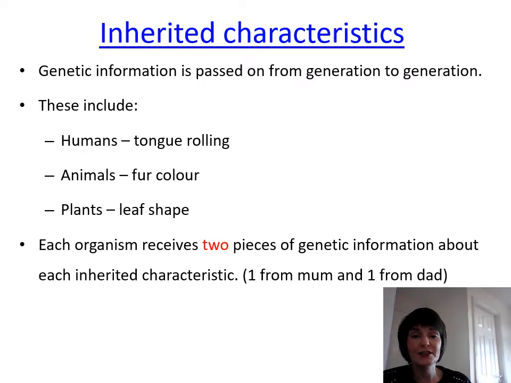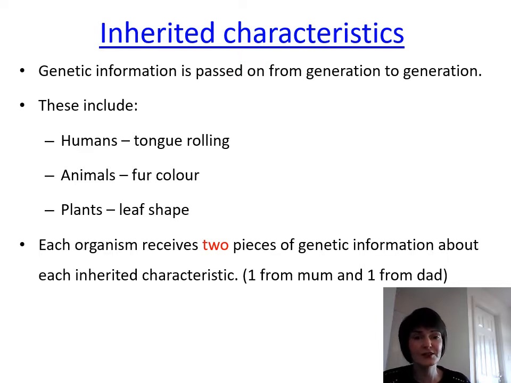So for humans, for instance, you can roll your tongue, or you can't roll your tongue. That is an inherited characteristic. So I can roll my tongue. That's information that has been passed down to me from my parents, and I have passed that information on to my children. For animals, an example is fur colour. Again, organisms can pass that information on from generation to generation. Plants are no different. They also receive genetic information from their parents, and an example there is leaf shape.